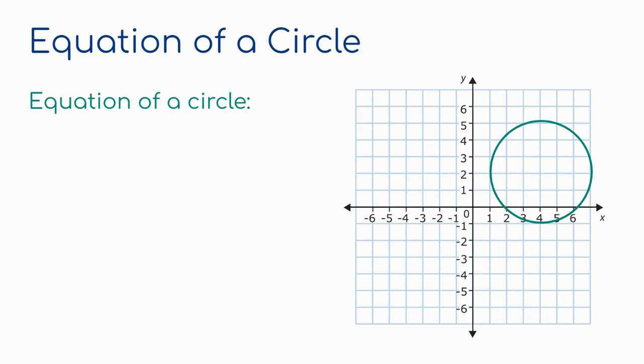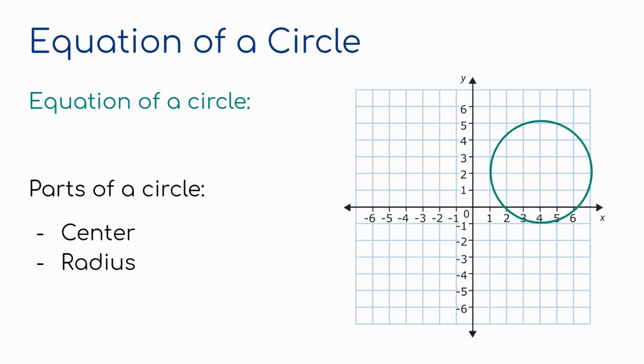So let's think about circles for a second. Circles have two main parts. The two main parts of a circle are the center, which is the spot directly in the middle of the circle, and the radius, which is the length from the center out to one of the edges. Those are the two things that all circles have. So let's try to find those for the circle.